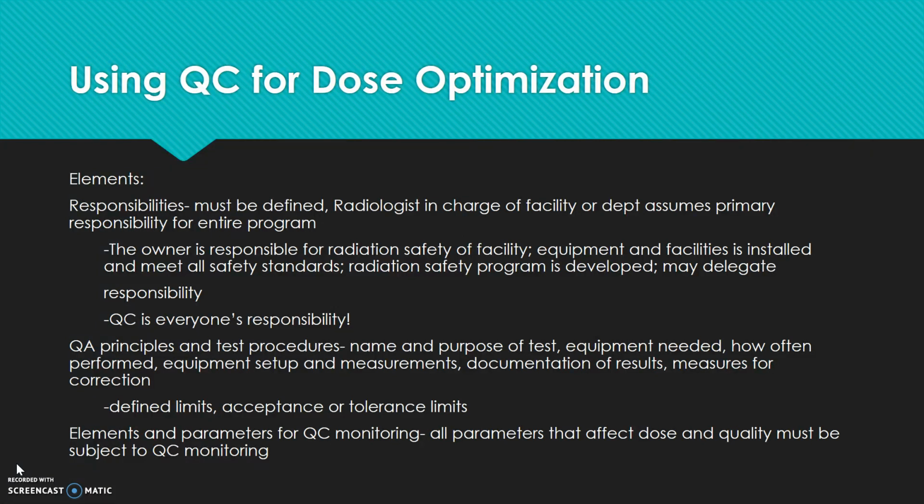QC is everyone's responsibility. QA principles and test procedures involve the name and the purpose of the test, the equipment needed, how often it is performed, the equipment setup and measurements, documentation of the results, and measures for correction. There are defined limits, acceptance, or tolerance. All parameters that affect dose and quality must be subject to QC monitoring.